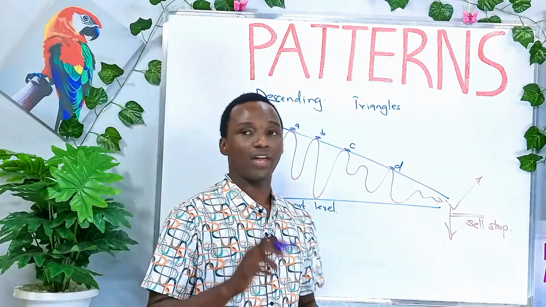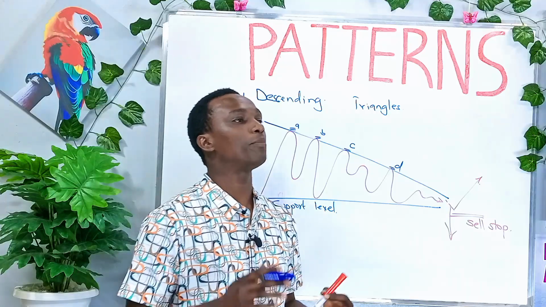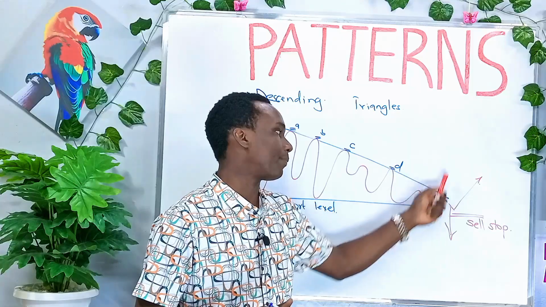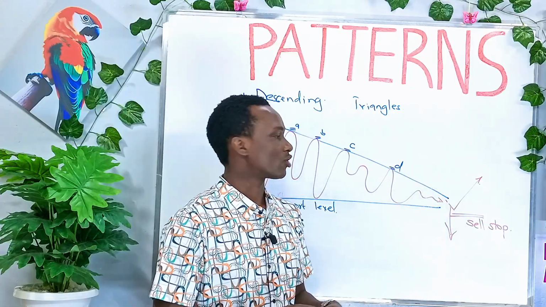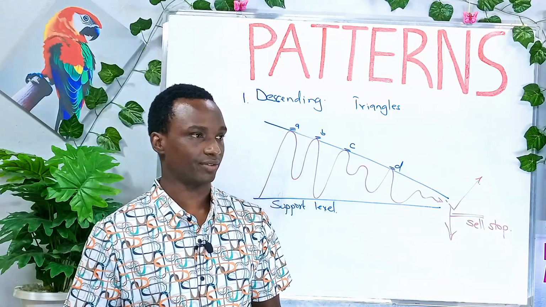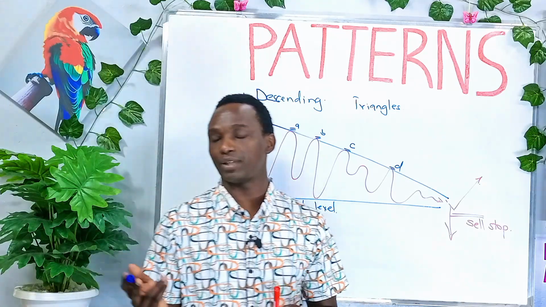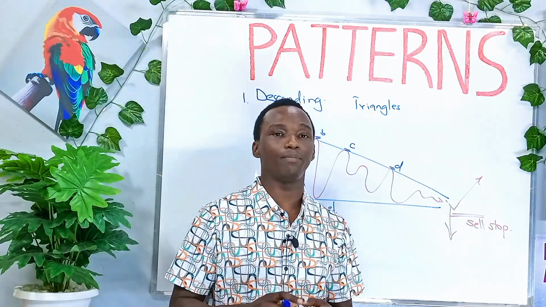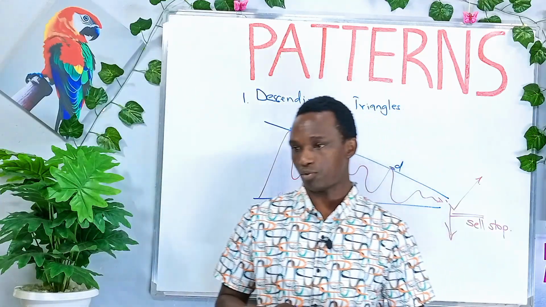Okay? So the triangle patterns, the symmetrical, ascending and descending triangles, they form during periods of indecision. You don't know if the market will go up or down. This is a period of indecision. So this happens before a breakout in the prevailing trend direction. Okay? So we are done looking at the triangles. Next, we will be discussing and looking at the double top and double bottom.